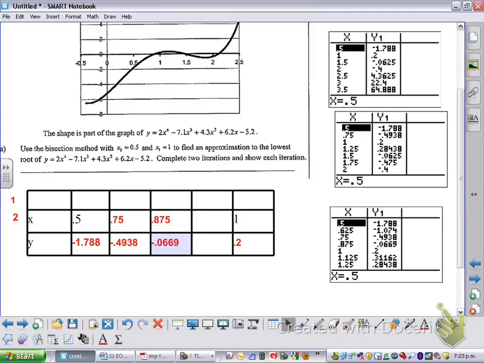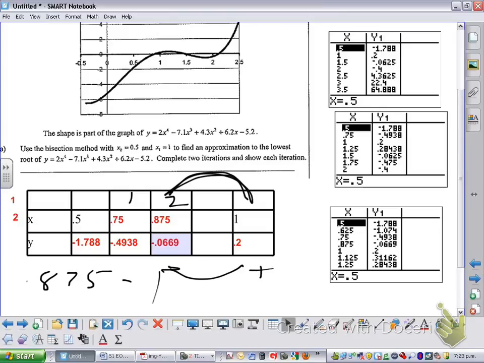Now, what do we have? We have done 2 iterations. This is my first iteration. This is my second iteration. I am now done. So my interval is now here, between the change in sign, negative to positive. When I answer this question, my interval is between 0.875 and 1. That's the answer.